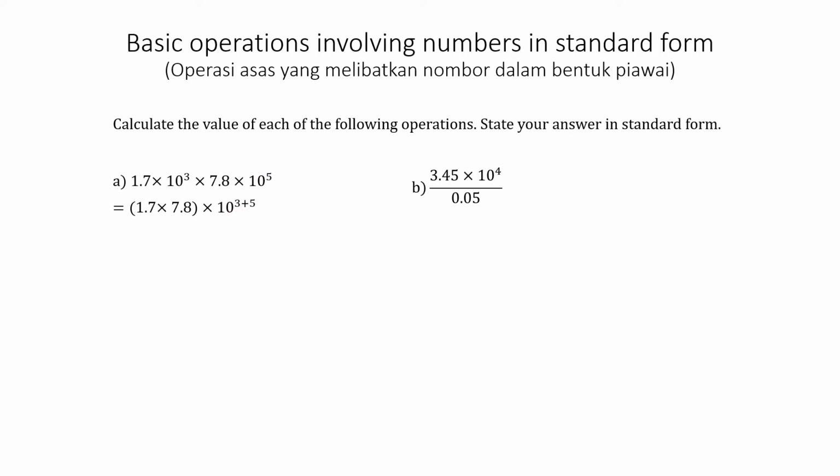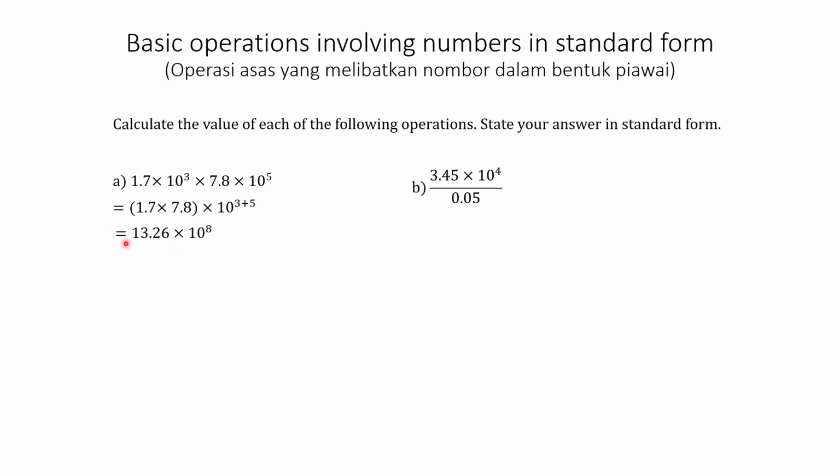And next, you can multiply it. So this is equals to 13.27 times. So 3 plus 5 is 8. So 10 to the power of 8. And then you have to state your answer in standard form. So I need to change this. This is not standard. Standard form has to be between 1 and less than 10.